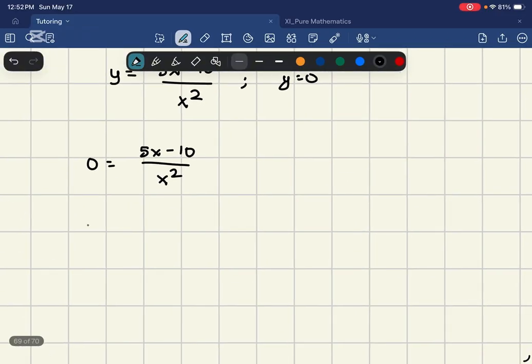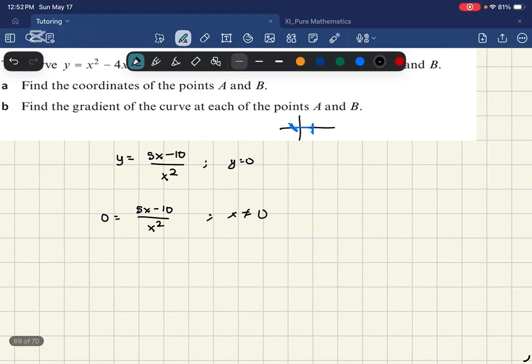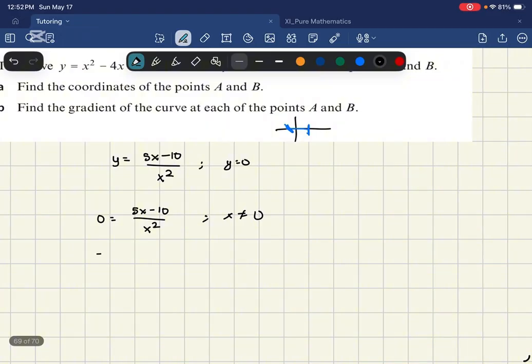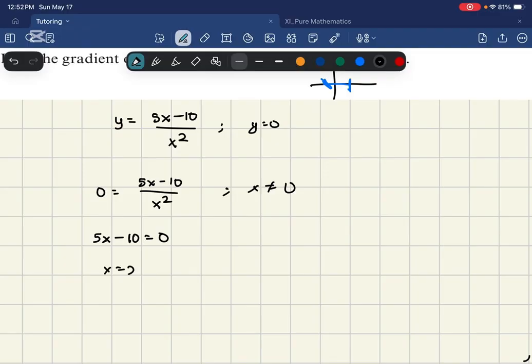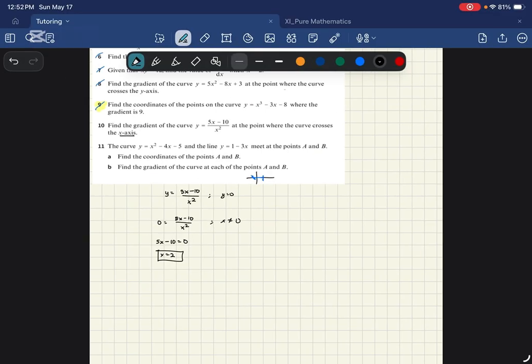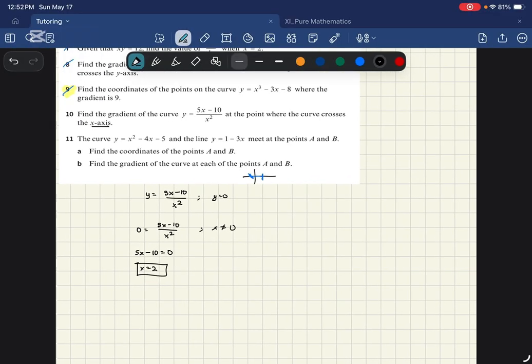So if I multiply by x squared on both sides, and assuming that x is not equal to 0, then I get 5x minus 10 should be equal to 0, right? So x should be equal to 2. So we just want to find the gradient at x equal to 2.